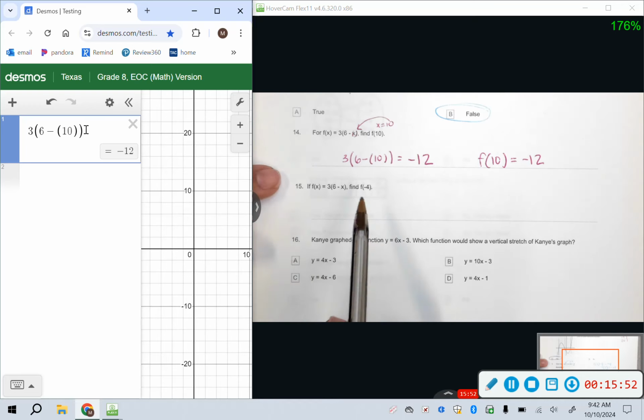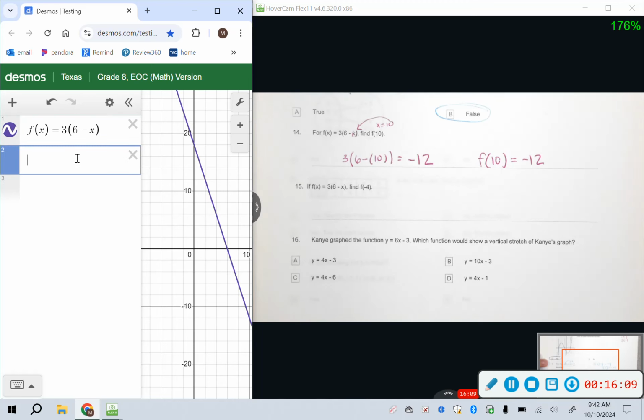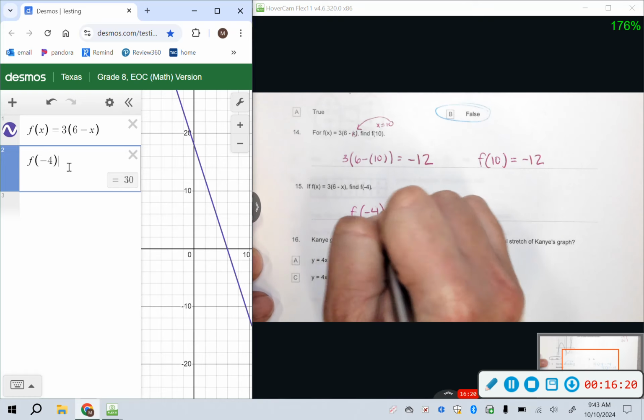Now, if you want to do it in the calculator, you type the equation the exact way you see it right here. In the first line, f of x equals 3 parentheses 6 minus x. Okay, and it graphs it. And then I type exactly what I see when it says find. So f of, is it negative 4? Yes, negative 4. And it tells me my answer is 30. So I know f of negative 4 equals 30.